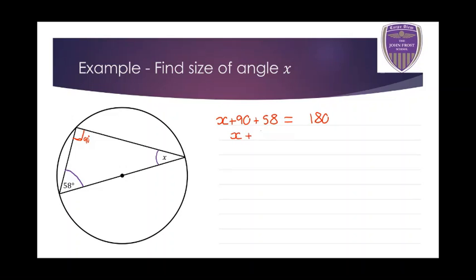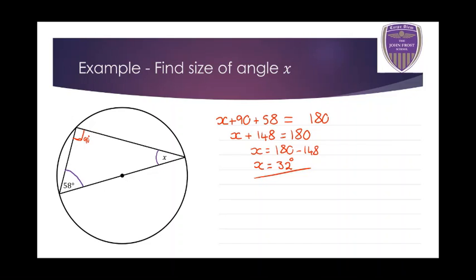So x plus 148, because 90 plus 58 is 148, equals 180 degrees. So therefore, x equals 180 minus 148. So x equals 32 degrees. Okay, and that's your final answer. So it's just using a bit of triangle angle knowledge.